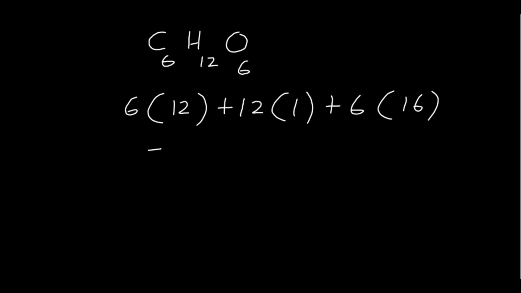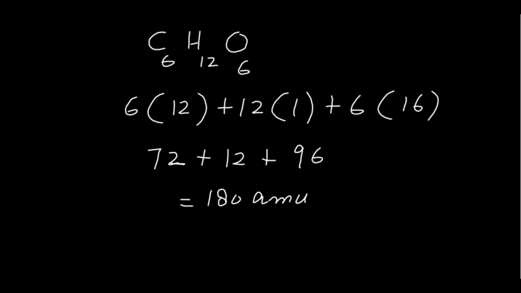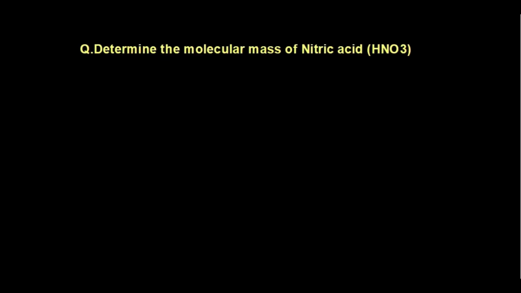Now we will simplify. 12 multiplied by 6 is equal to 72, plus 12, plus 16 multiplied by 6 is equal to 96. We will add all these quantities. When we add all these quantities, we get the answer, that is 180 atomic mass unit. 180 atomic mass unit is the molecular mass of glucose. I hope these examples are clear to you.